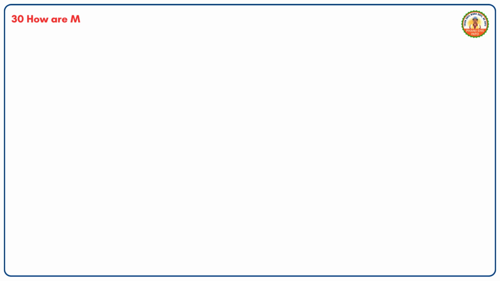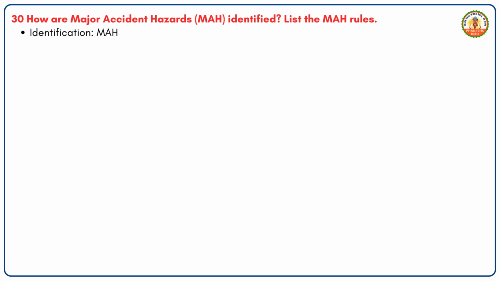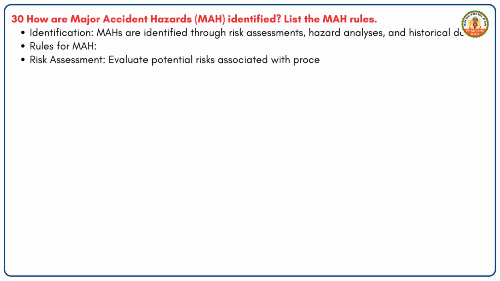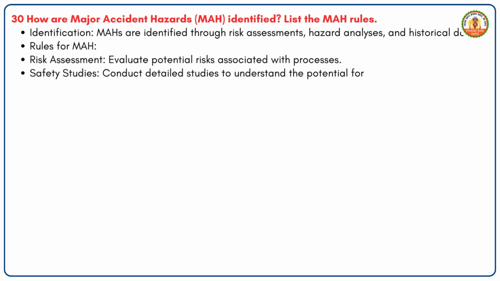30. How are major accident hazards, MAH, identified? List the MAH rules. Identification: MAHs are identified through risk assessments, hazard analysis, and historical data. Rules for MAH. Risk assessment: evaluate potential risks associated with processes. Safety studies: conduct detailed studies to understand the potential for major accidents.